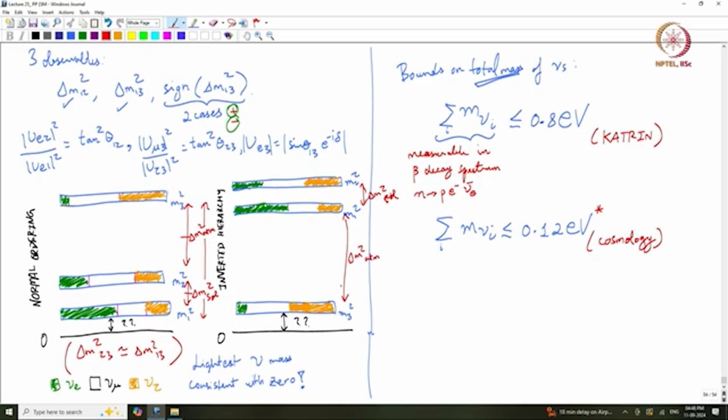So, what does this mean for us? Notice that the neutrinos, right, the difference in the squares of the masses is around 10 power minus 3, 10 power minus 4, right.